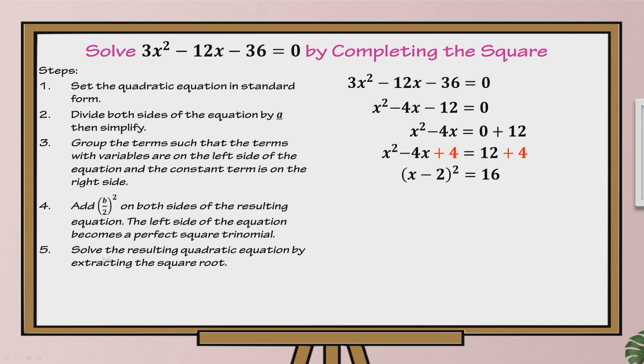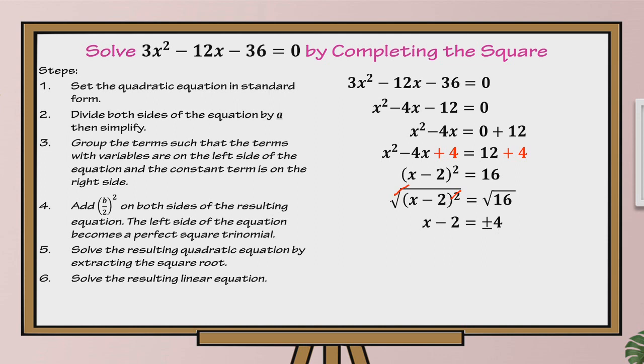Then the next step is to solve the resulting quadratic equation by extracting the square roots. So, by extracting the square root, this means that we are going to get the square root of both sides of our equation. And then, ang ibig sabihin lang nito is mawawala ang ating exponent na 2. Therefore, on this side of the equation, we are left with x minus 2 and the square root of 16 is positive and negative 4. And then for our sixth step is to solve the resulting linear equation. So, ang linear equation natin ay ito na.